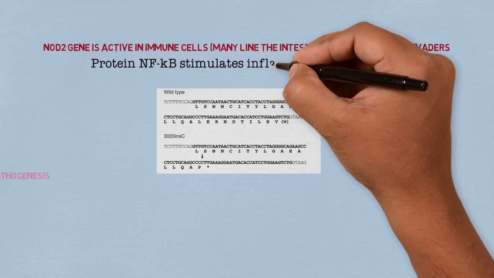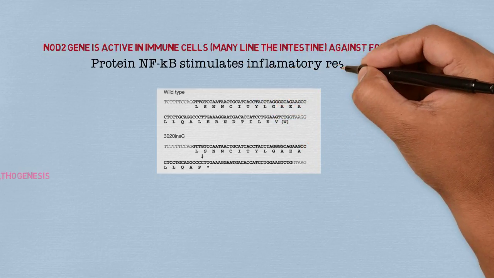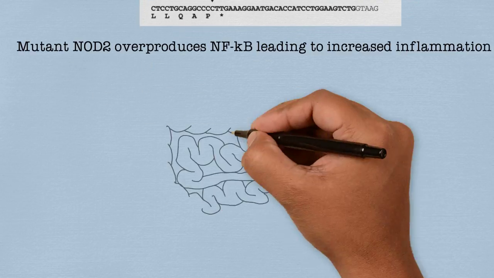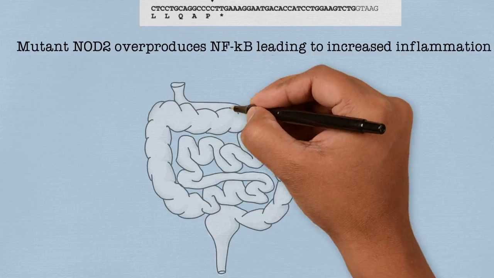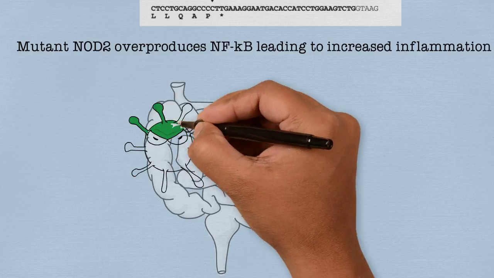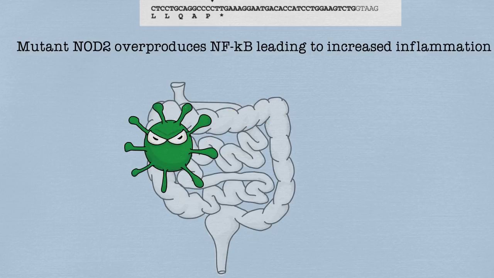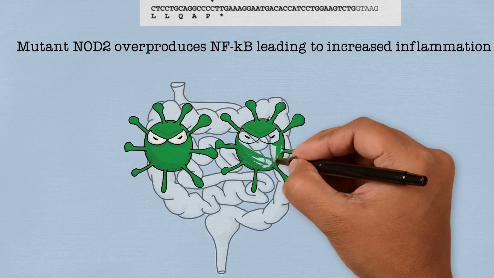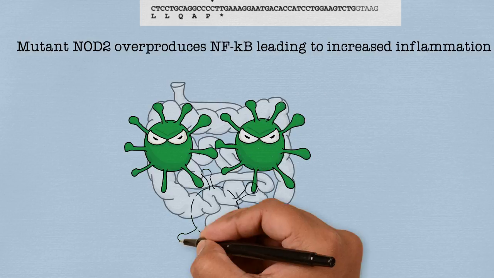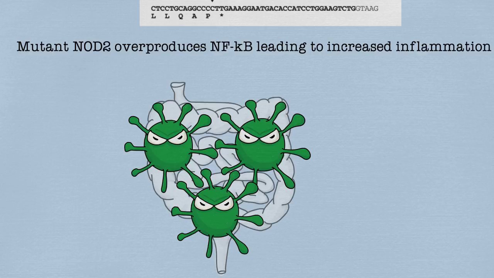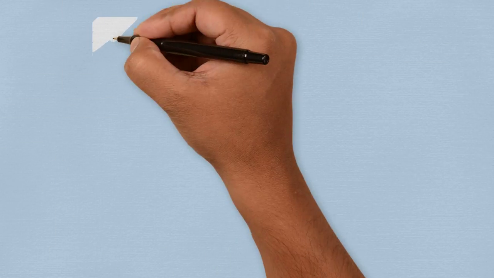initiating inflammatory responses. The C insertion mutation has been shown to exhibit a 5-fold greater activation of nuclear factor kappa B than the wild type. Thus, the overproduction of the nuclear factor leads to chronic inflammation as seen in many patients with Crohn's disease. This mutation in NOD2 is the start to understanding some manifestations of Crohn's disease.